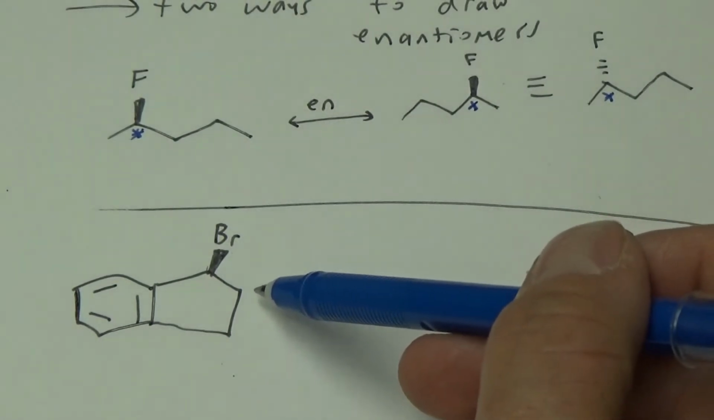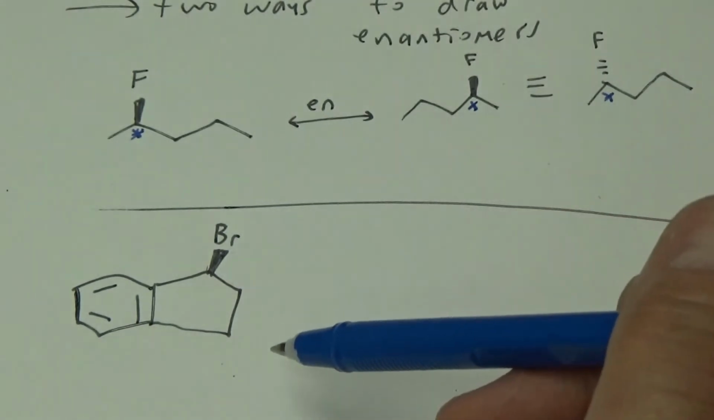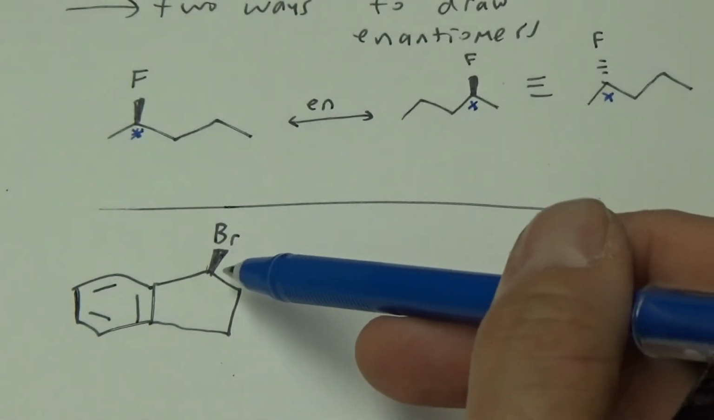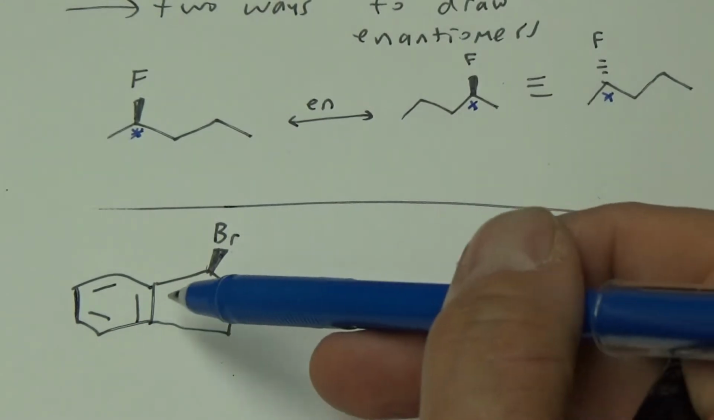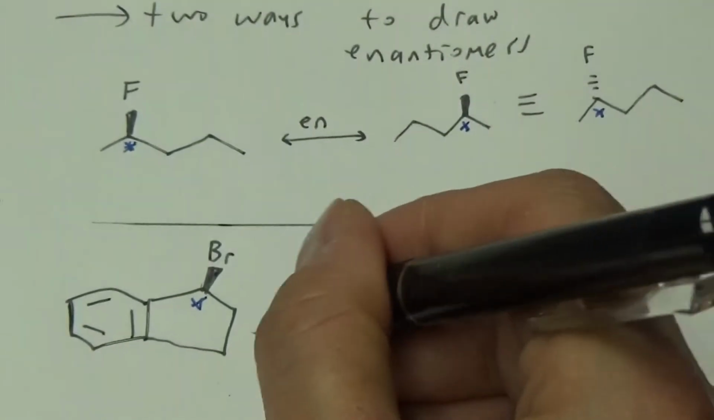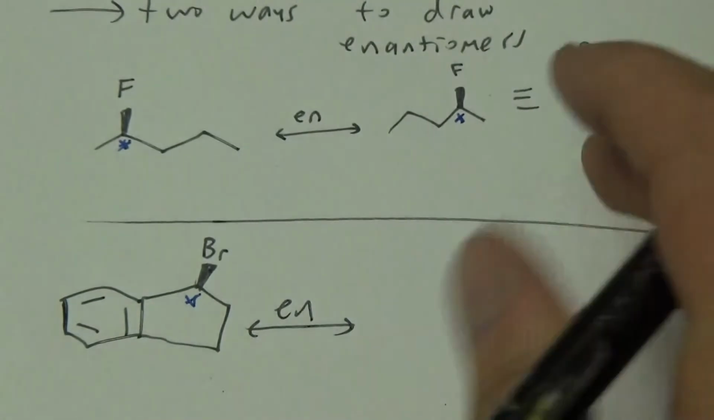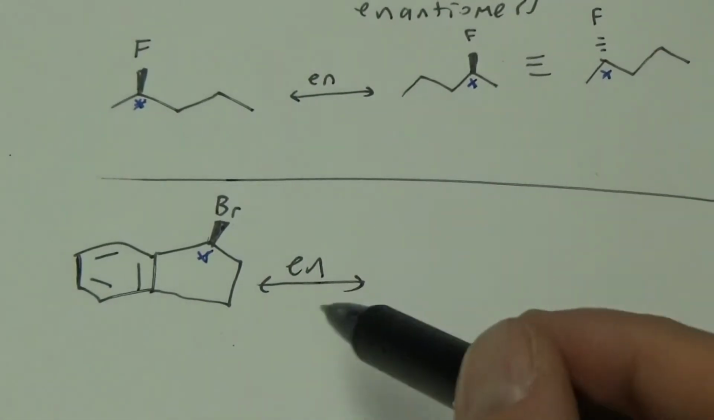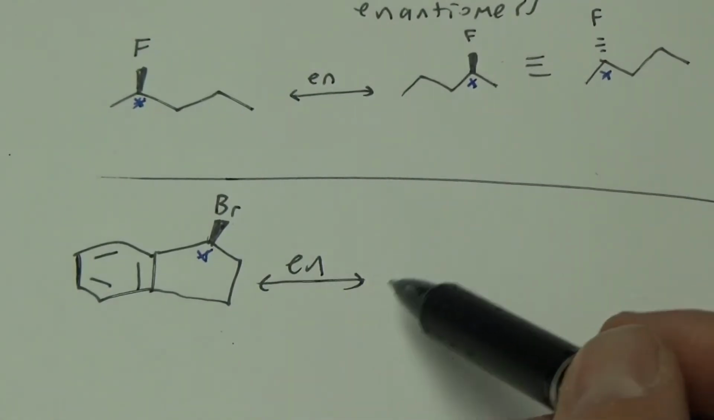Well, is that a chiral center or not? Looks like it's a chiral center, right? It's sp3, you have 4 unique substituents: bromine, hydrogen, CH2, benzene, right? Yeah, it's chiral. Chiral molecule. And if it's chiral, it's got a what? Enantiomer. And I can draw the enantiomer in multiple ways. I'm going to focus on 2 ways, though.